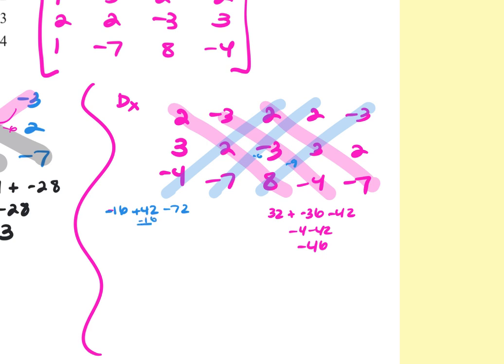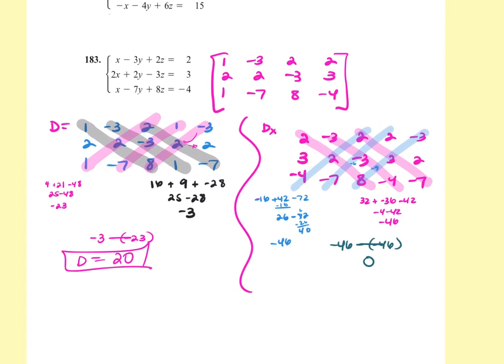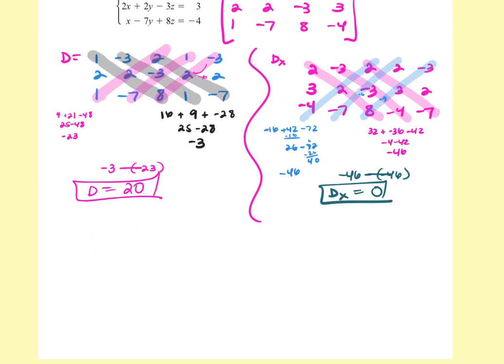42 minus 16, 26 minus 72, negative 46. And I get negative 46 minus a negative 46, which becomes 0. At that point, check to make sure that d of x is divisible by d. 0 divided by 20 is just 0, so it works. Then we go to d of y.